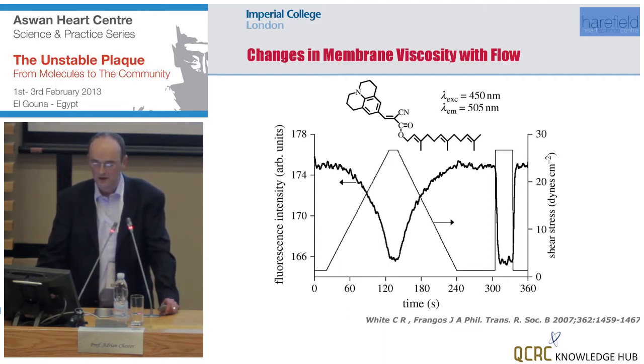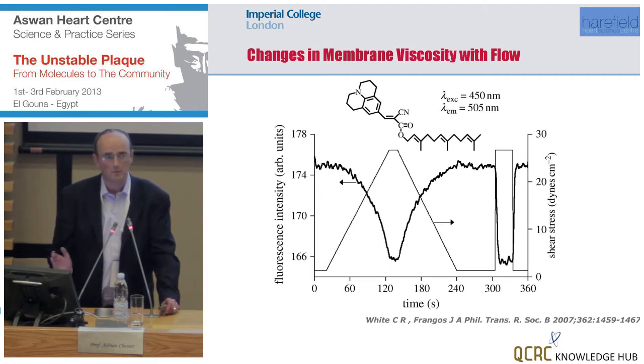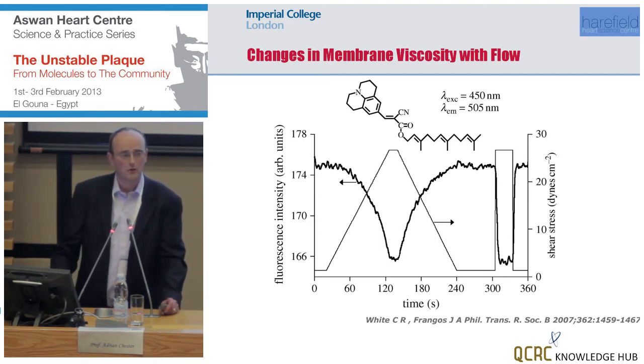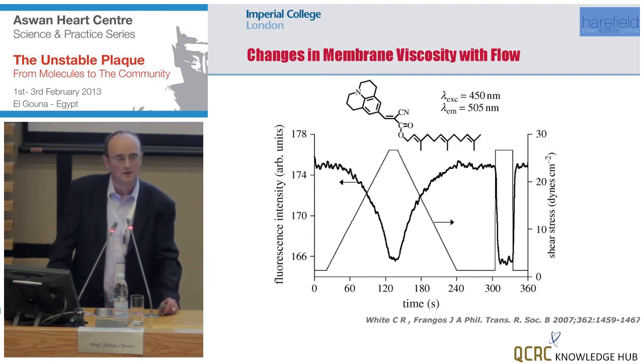And you can see that the changes in viscosity will occur in parallel to the changes in shear stress, as it increases and decreases, as with the ramped flow. So the amount of changes in the vessel or in the endothelial cell membranes can vary according to the type of impulse that the vessel wall sees.